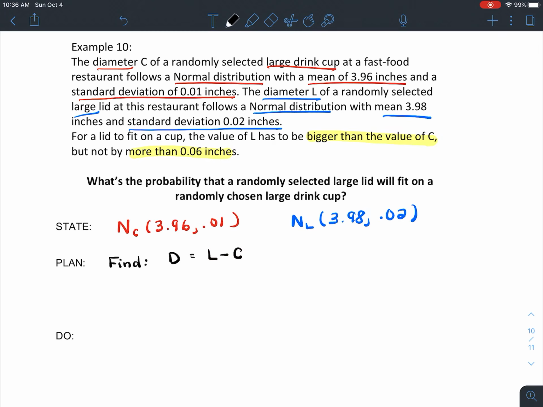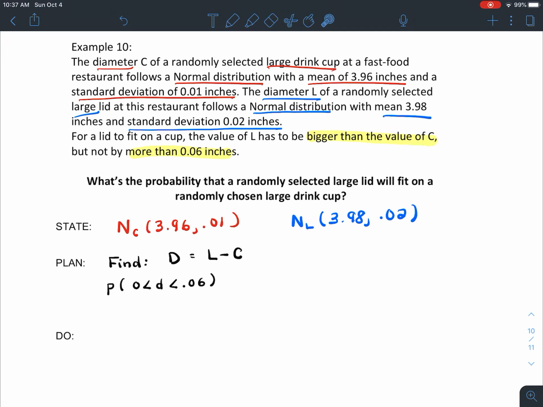Now, we need the lid to be bigger than the cup's diameter. So what we're going to need to do is introduce a new random variable. I'll call this D for the difference. We're going to be subtracting the diameter of the cup from the diameter of the lid. Our hope is that that difference is a number that is definitely greater than 0, because we want the lid to be larger than the cup's diameter.